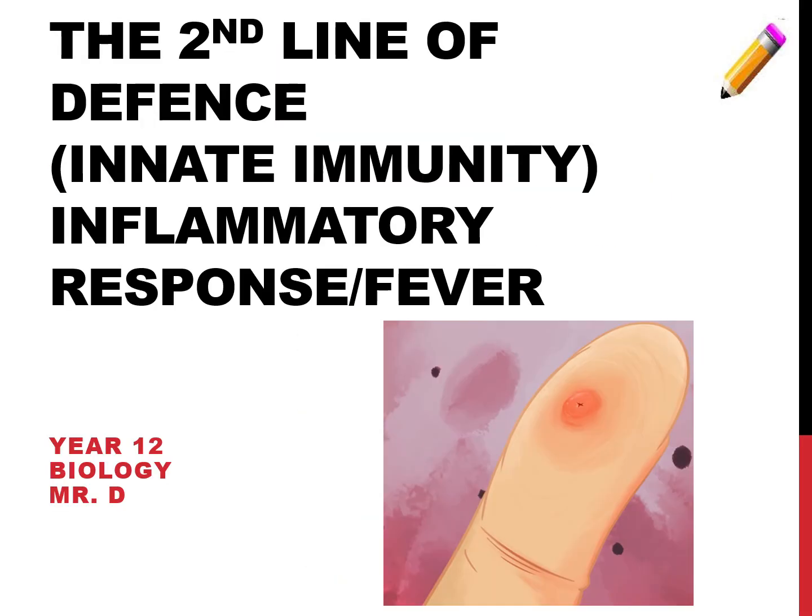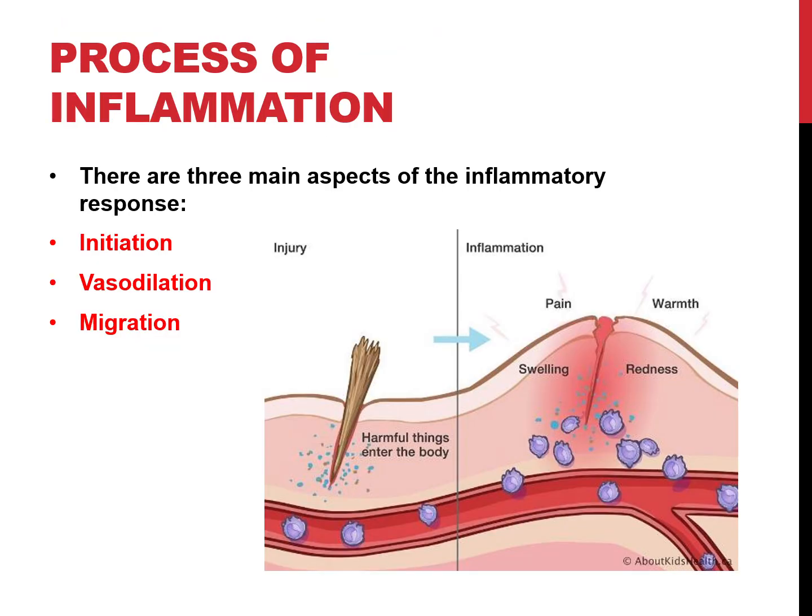Second line of defense, innate immunity: inflammatory response and fever. This one's a bit easier today. So what is the process of inflammation? If you look at your hand, we all have a part of our body that has inflammation at some point. If you look at somewhere you've been cut, it might be a bit red, or somewhere where the skin's been broken, so it's no longer intact skin. That's where inflammation will occur.